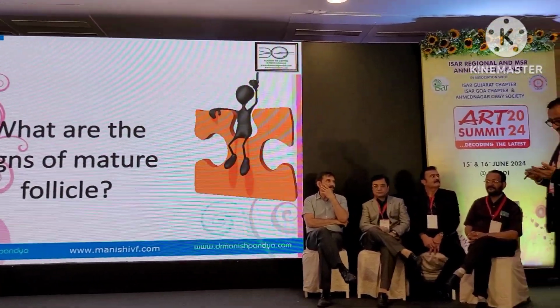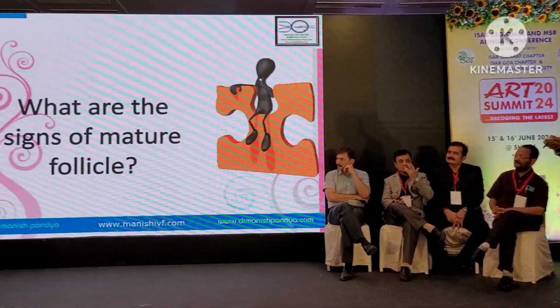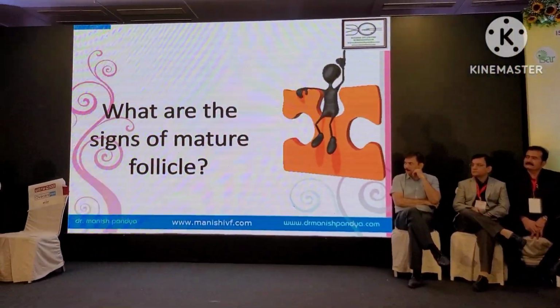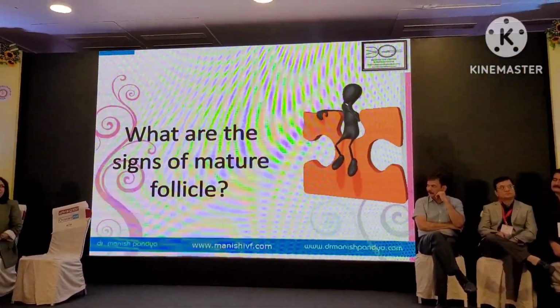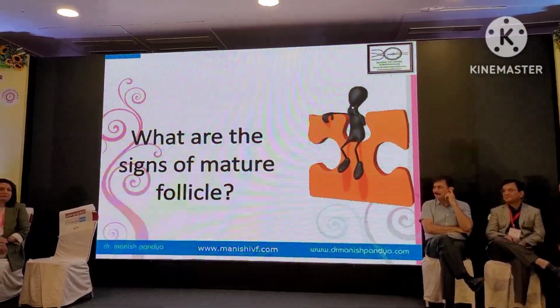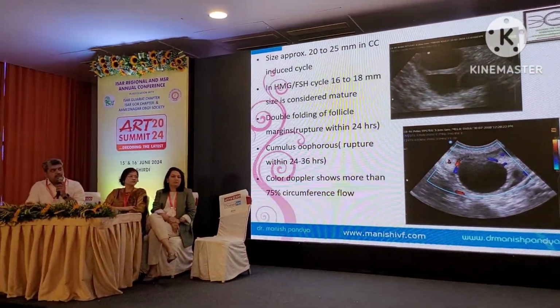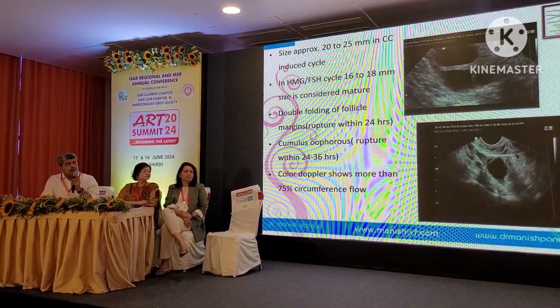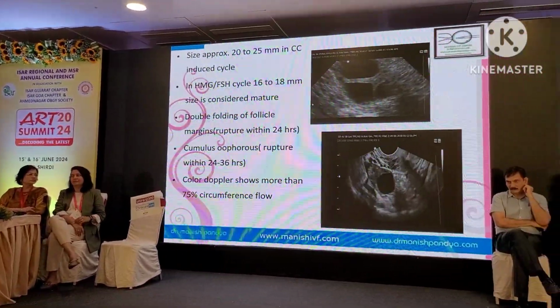What are the signs of a mature follicle? I would like the other expert to join on this. Sir, again, please elaborate: what are the signs of a mature follicle? How can you say this lady is ready to get married? Okay. Signs of a mature follicle, we have to put the Doppler again. Size will be the first thing. Size will be more than 18 millimeters; at 18 to 20 they generally ovulate.